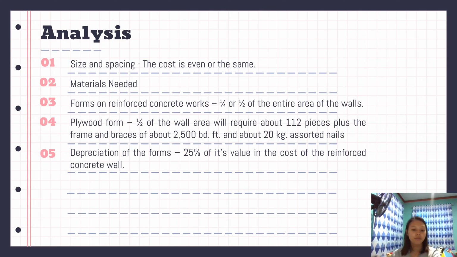Therefore, its entire value could not be considered as part of the cost of the concrete wall because it also served on other parts of the building. For depreciation of the forms, 25% of its value could be considered in the cost of the reinforced concrete wall. Plastering of the reinforced concrete wall is minimal considering the fine finished surface of the concrete wall when plywood form is used.